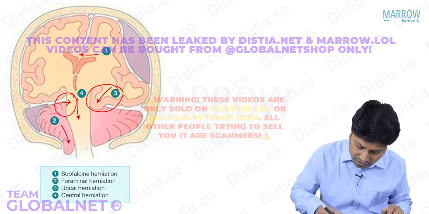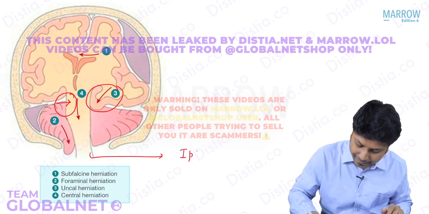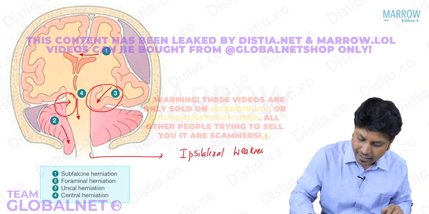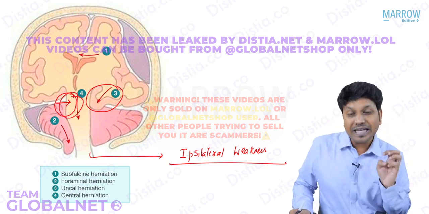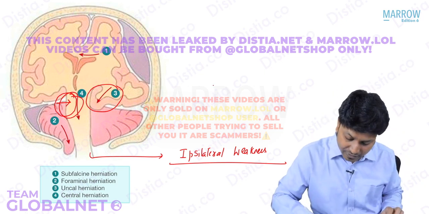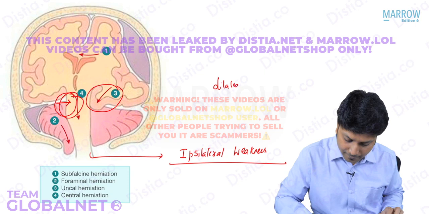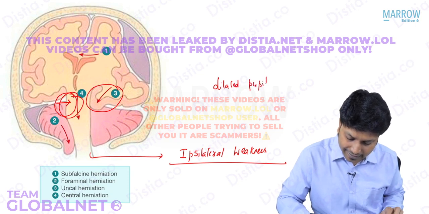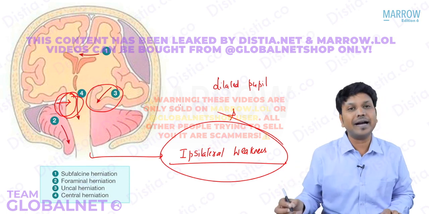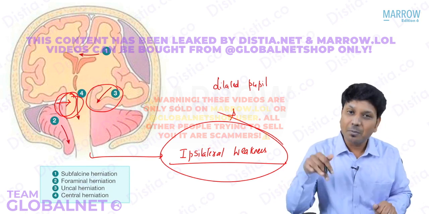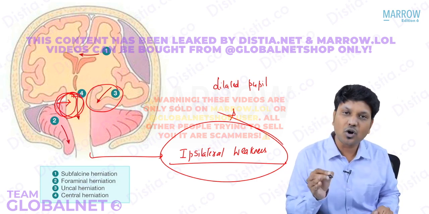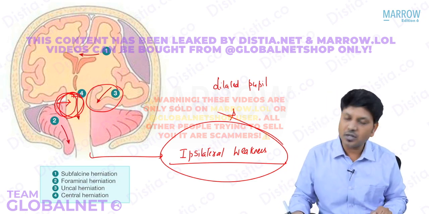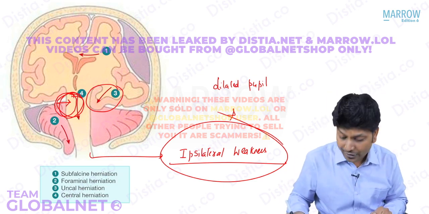And that is why the person gets ipsilateral weakness, ipsilateral hemiparesis. That is because of these fibers getting compressed. Because of this, we also get an ipsilateral dilated and fixed pupil. Along with that, ipsilateral weakness will be there. Normally, you should get contralateral weakness, but here you have ipsilateral weakness because of compression of these fibers. We call this Kernohan's notch phenomenon. This is a false localizing sign, so you need to be aware of this.